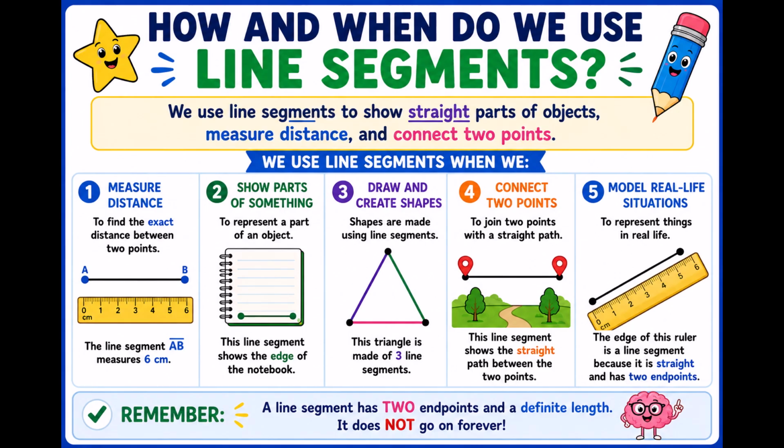Let's remember, a line segment is a straight line. It has 2 endpoints, has a definite length, and can be measured. It does not go on forever. Excellent job. Pause this video to do your activity in your student workbook.